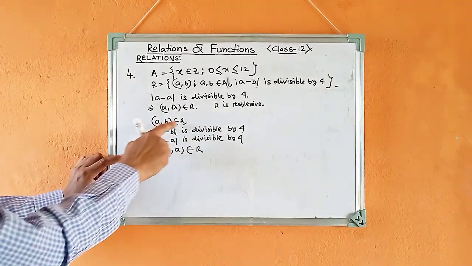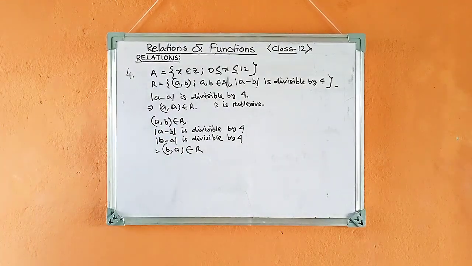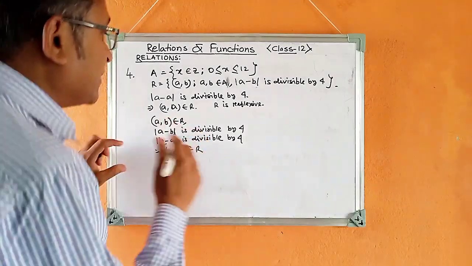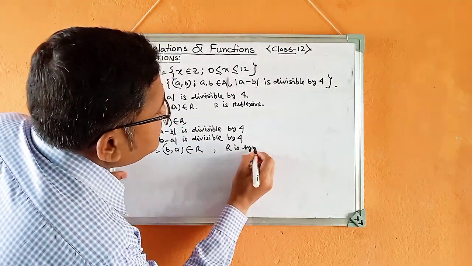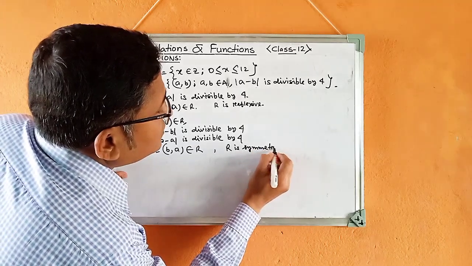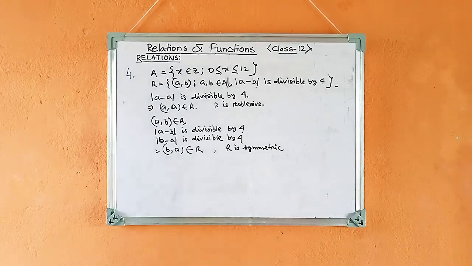So listen, (A, B) belongs to R, so (B, A) also belongs to R. That means this relation R is symmetric. So first we proved R is reflexive, then we proved R is symmetric. The last one we are required to prove is that R is transitive. Okay, how to prove it?